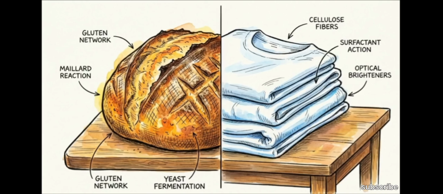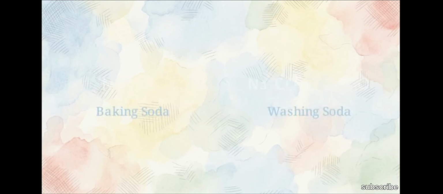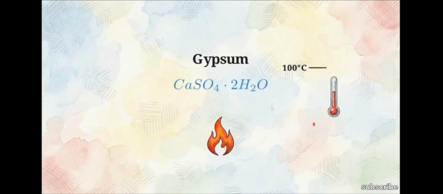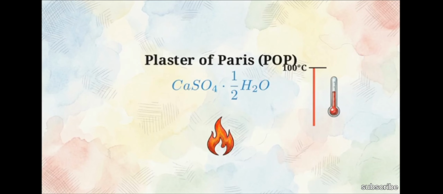Baking soda for cooking and washing soda for cleaning are direct chemical cousins. They share the exact same sodium and carbonate foundation, separated only by the application of heat and the specific count of structural water molecules. Heating gypsum to exactly 100 degrees Celsius sheds 1.5 water molecules, creating plaster of Paris.